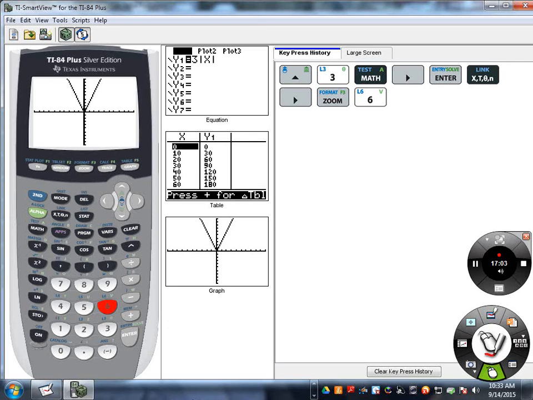Oh, because you have it on. So see this thing up here that's highlighted? That's for plotting data. So I'm going to go up to it and press enter. Now it's not highlighted anymore. And then you shouldn't see this.